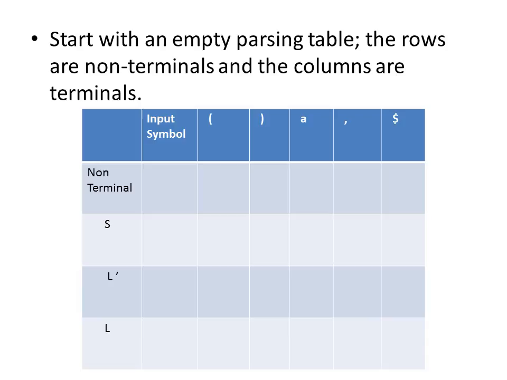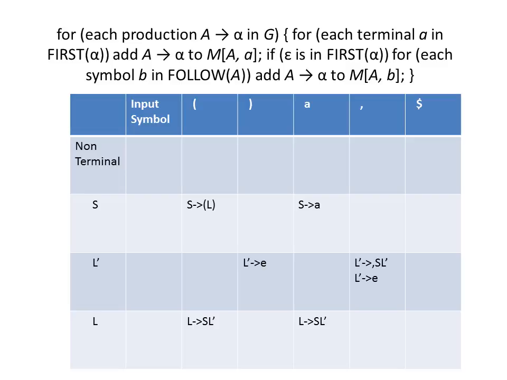We start with an empty parsing table. The rows are non-terminals and the columns are terminals as given. We shall be filling this table following the rule of the LL1 parser table. The rule is as given. For each production A tends to alpha in the grammar, for each terminal a in first of alpha, we add the production A tends to alpha in the table at position M of A comma a. If epsilon is present in first of alpha, then for each symbol b in follow of A, we add A tends to alpha in M of A comma b.